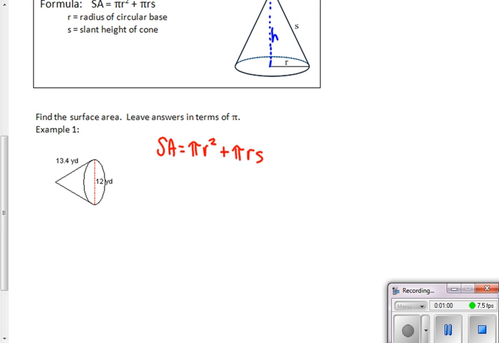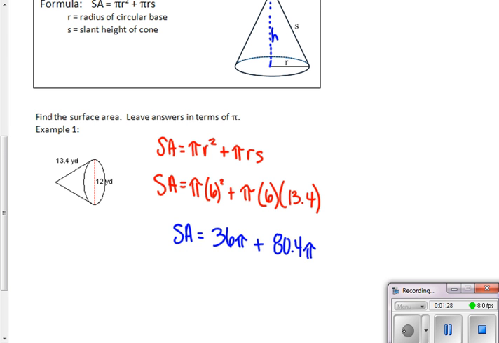In example 1, I always find it most beneficial to go ahead and write out my formula and then substitute in the values that I know. So the next step here, we have surface area equals pi in for r. R is the radius, which would be 6, and that is squared, plus pi r. Radius is 6, and the slant height that we're using is 13.4. Now go ahead and do your computation.